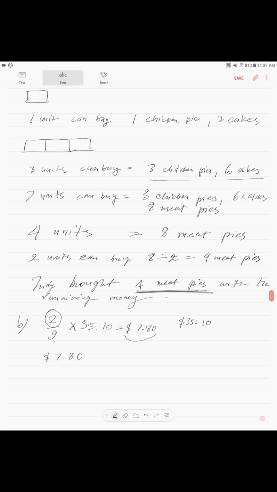She bought 4 meat pies, so this is what we do. We divide by 4 to understand how much 1 meat pie is. 1 meat pie is $1.95. This is your answer. Each meat pie cost $1.95. That's it.